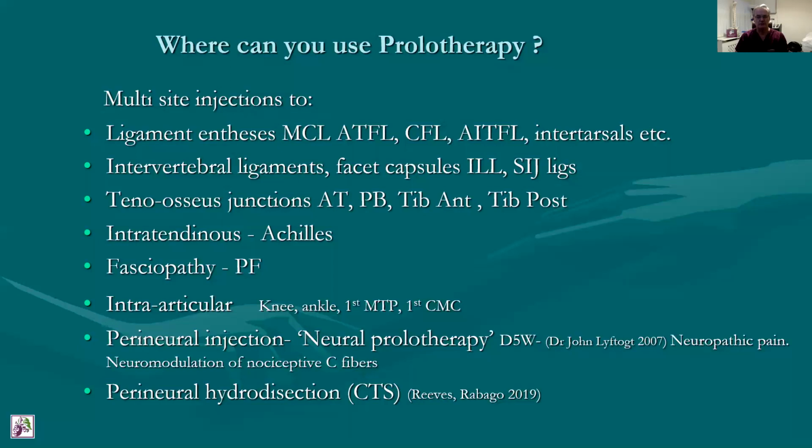It can also be used to treat first MTP joint strain or pain, hallux valgus, bunions, and first CMC joint on the base of the thumb. More recently, there's been some research on perineural injections. Dr. John Lyftogt from New Zealand has done some research and teaches on this subject using 5% dextrose solutions around nerve pathways for treatment of neuropathic pain.